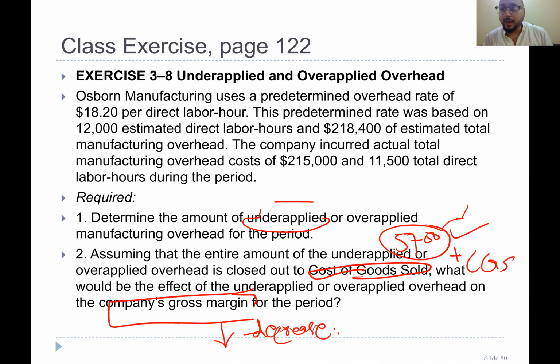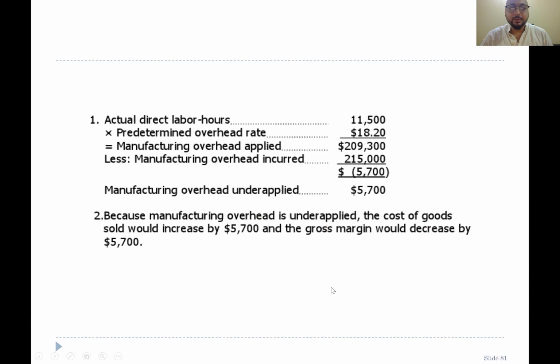And if this is over applied, then you did a very good job. Why? Because you applied a higher cost, but your labor and other expenses are very efficient. You resulted in less actual manufacturing overhead. In that case, you decrease your cost of goods sold. When you decrease your cost of goods sold, your profit increases. So that's all from this question. So you see that under applied means gross profit will be decreased.